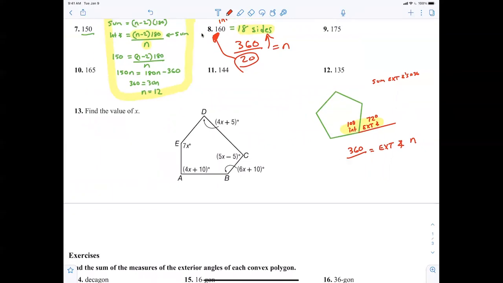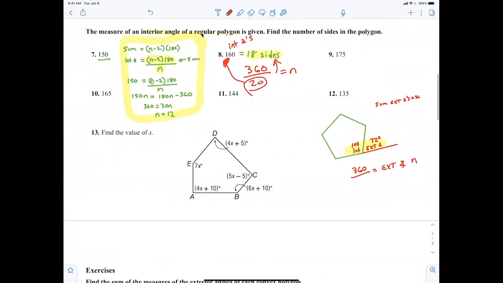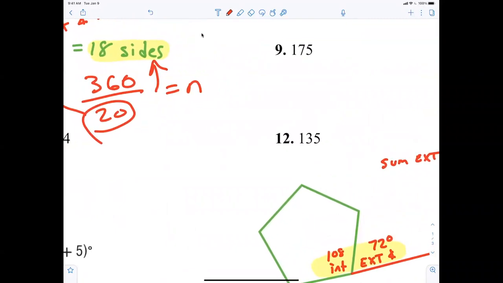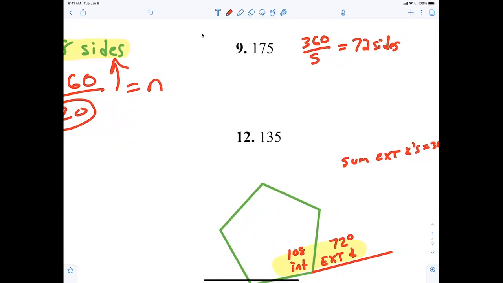So number 9, 72. Why? Because 360 divided by 5 equals 72 sides. That's exactly correct. Anybody having trouble understanding that? Now, of course, if you want, you can say 175 is equal to (n minus 2) times 180 divided by n. Well, you get the same thing.